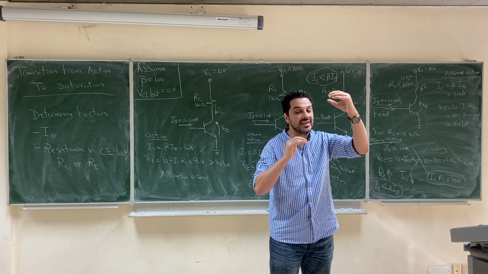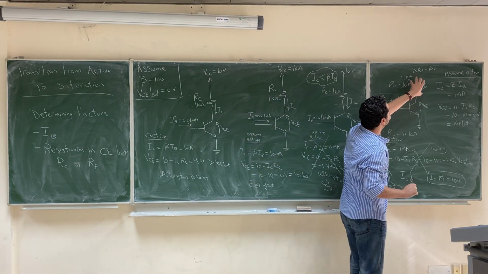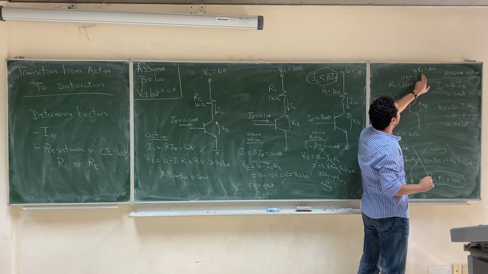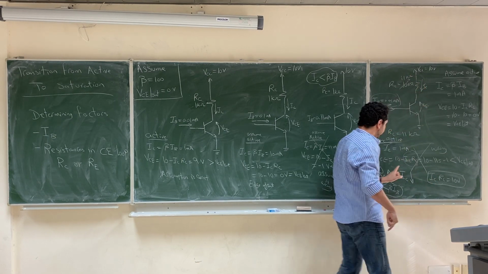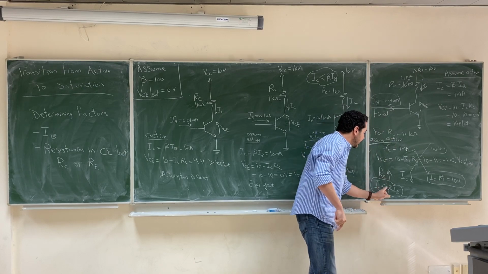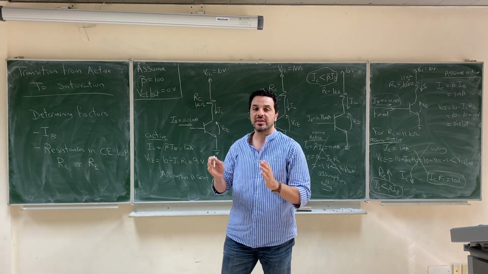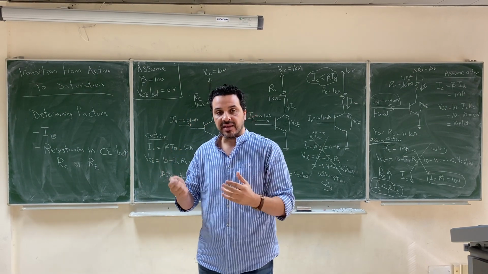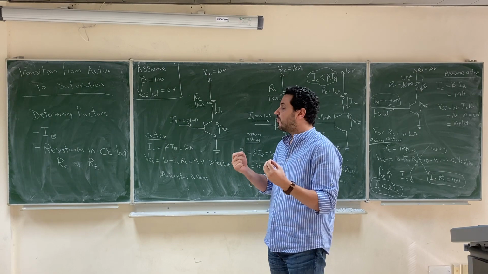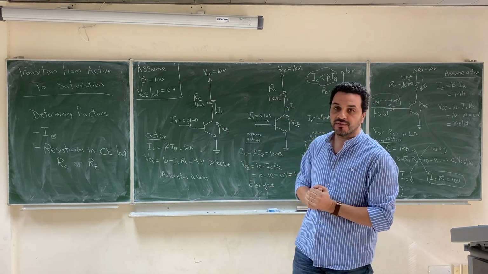So if you increase RC more, IC has to drop so that the drop across this resistance is equal to 10 volt. If you increase the resistance, IC has to decrease. And if IC decreases while you fix I base, then IC will become less than beta I base, which means that you enter the saturation region. That was just an insight into how the transistor moves from being active to saturation.